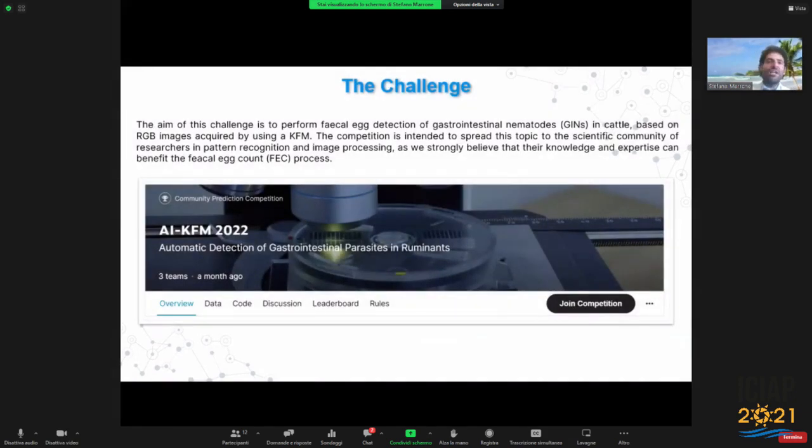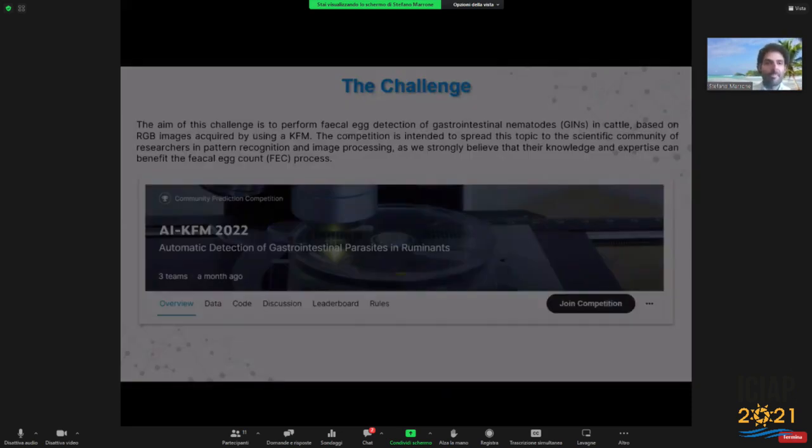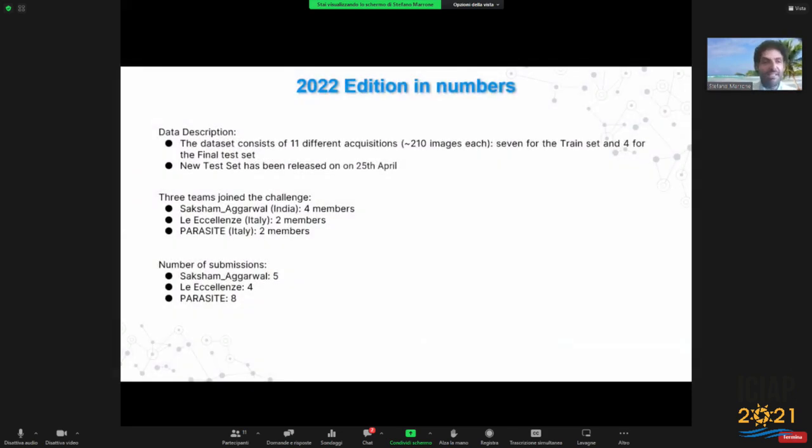The aim of this challenge, and we decided to run this challenge to make a further step toward the automatic detection by using artificial intelligence, was to perform the detection of fecal eggs in images acquired by using the KFM. In this edition, which is the first one, we used 11 different acquisitions, and with acquisition I refer to different samples, so different Flowtag and Mini Flowtag, and each sample provides a little bit more than 200 images each.